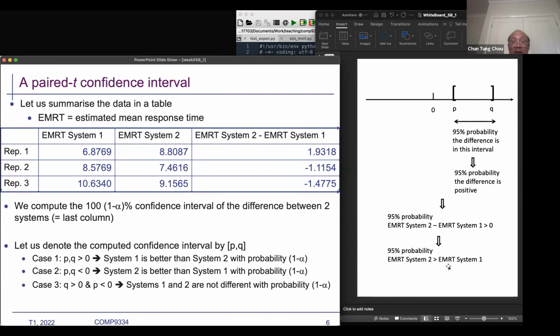If you know the answer, you can type it into the chat. If this is the case, do you think system 1 is better or system 2 is better?